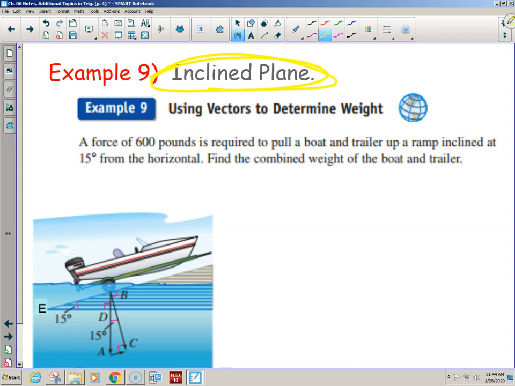Something is being pulled up an inclined plane. Physics would always call it an inclined plane. Something's being pulled up or it's being kept from sliding down. It's being held. Sometimes you're actually pulling. Sometimes you're just keeping it from falling.